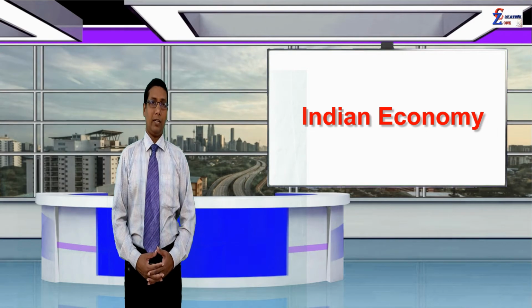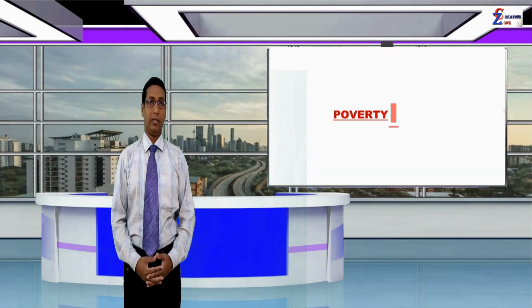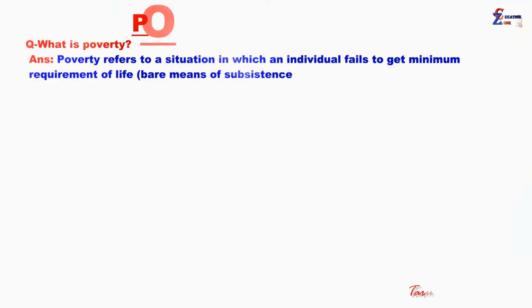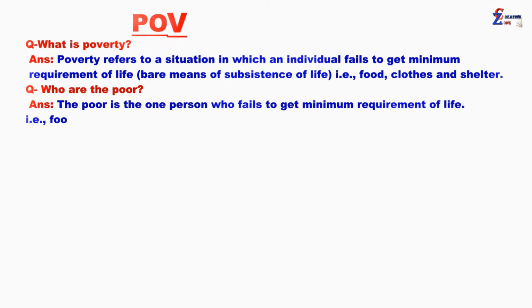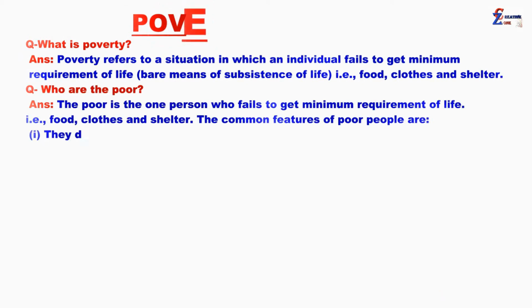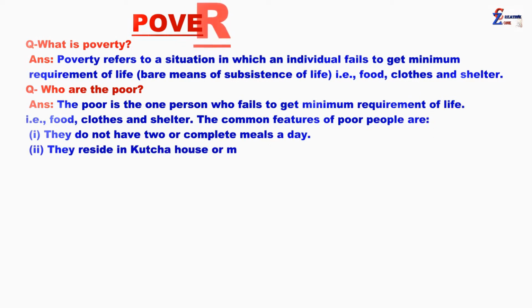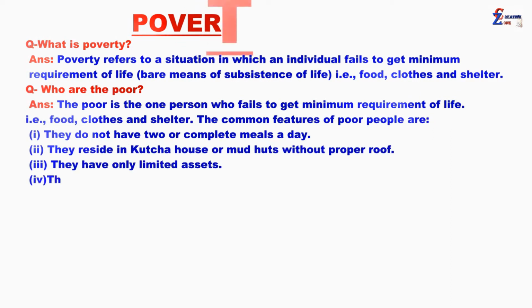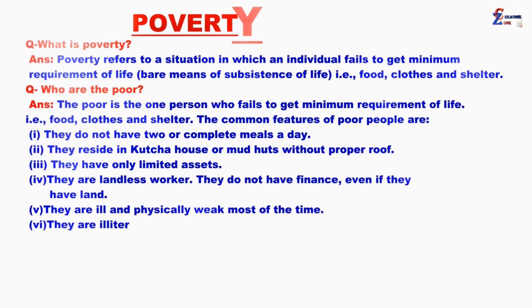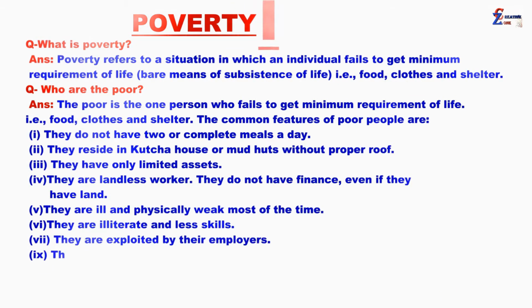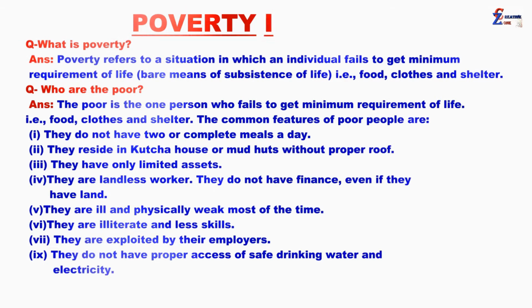Today I am going to start a new chapter from Indian economy, that is poverty in India. Now we are going to know about the meaning of poverty. Poverty refers to a situation in which an individual fails to get minimum requirements of life, that is food, clothes and shelter. Who are the poor? The poor is the one person who fails to get minimum requirement of life, that is food, clothes and shelter.